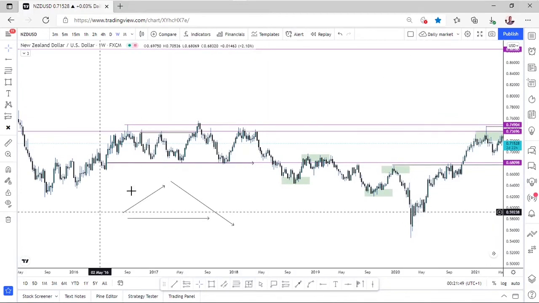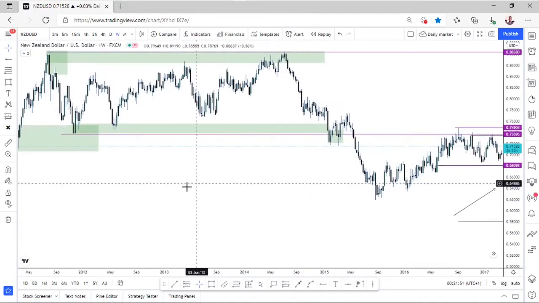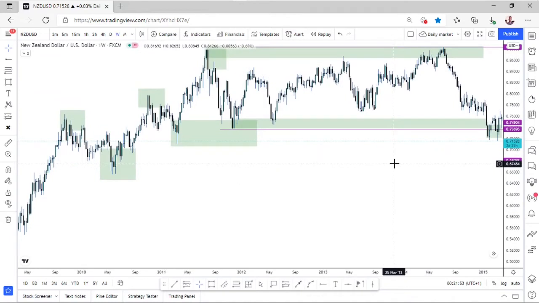So an upward moving market is simply a market that is making higher highs and higher lows. A downward moving market is simply a market that is making lower lows and lower highs. Then a sideways moving market is simply a market that is neither making higher highs and higher lows, nor the opposite, but just trading between a specific support and resistance.